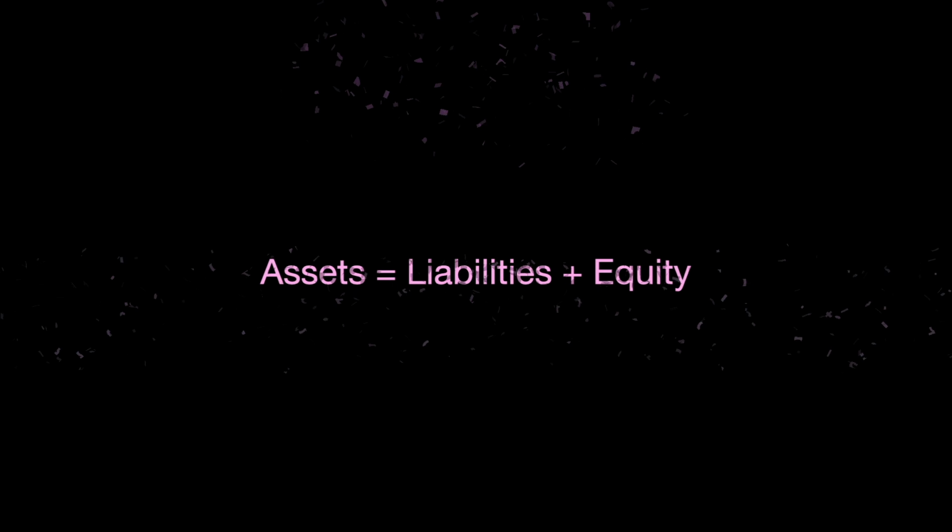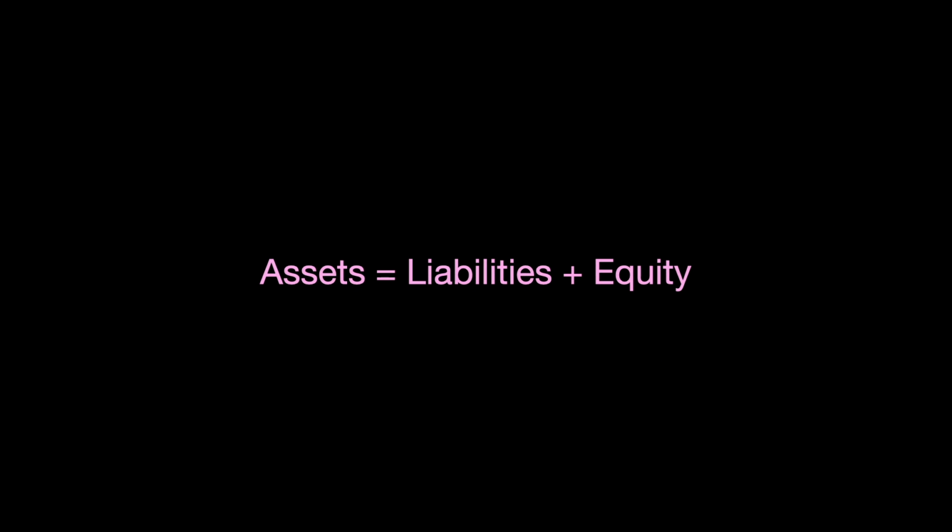The accounting equation lays this out clearly. A company's assets must equal the sum of its liabilities and equity at all times. Equity is what's left over for the shareholders after paying off debts. Here's how you calculate it: total assets minus total liabilities.